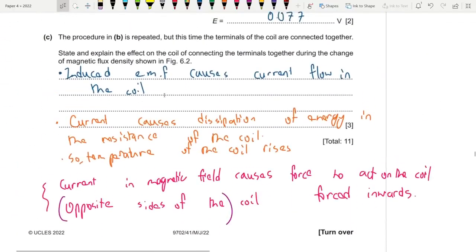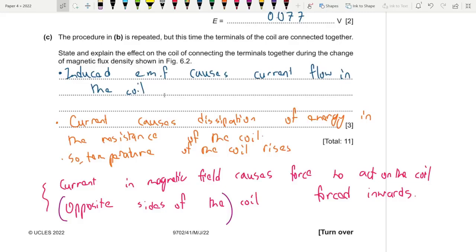So that was the explanation of the third point, and it was really complicated, right? So the induced EMF causes a current flow in the coil because the terminals are connected. The current causes dissipation of energy in the resistance of the coil, so the temperature of the coil rises. That is one way of answering it. I wasn't able to answer the pink section in my previous video. The current in the magnetic field causes a force to act on the coil.